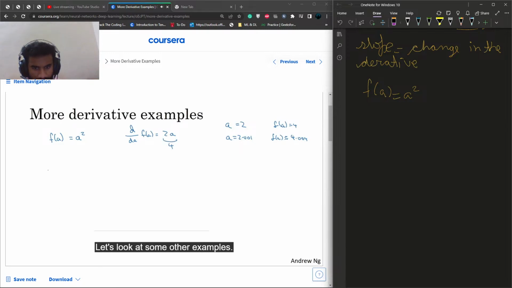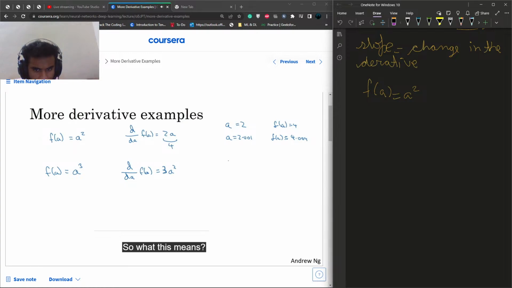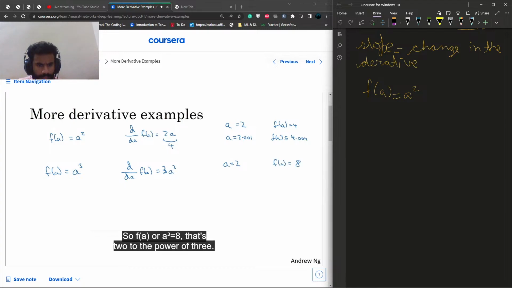Let's look at some other examples. Let's say instead that f of a is equal to a cubed. If you go to a calculus textbook and look up the table of formulas, you see that the derivative of this function is equal to 3a squared. So you can get this formula out of a calculus textbook. The way to interpret this is as follows. Let's take a equals 2 as an example again. So f of a, or a cubed, is equal to 8, that's 2 to the power 3.